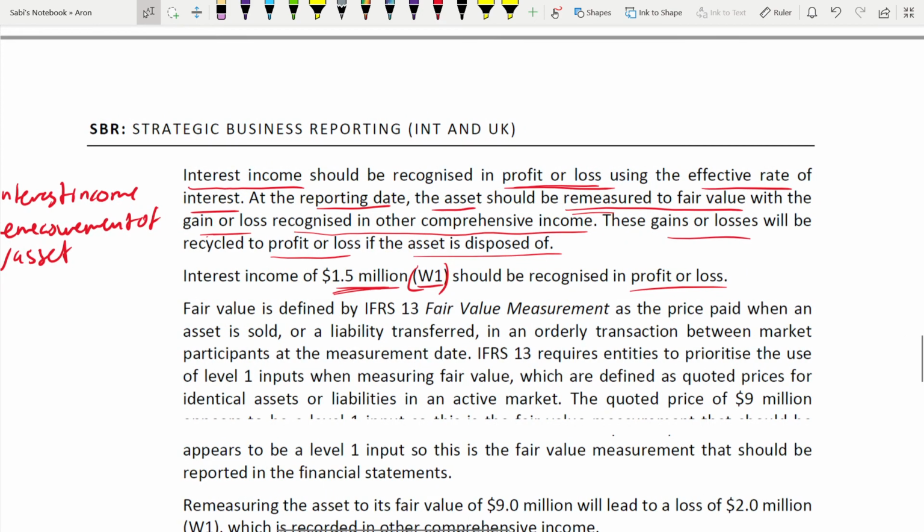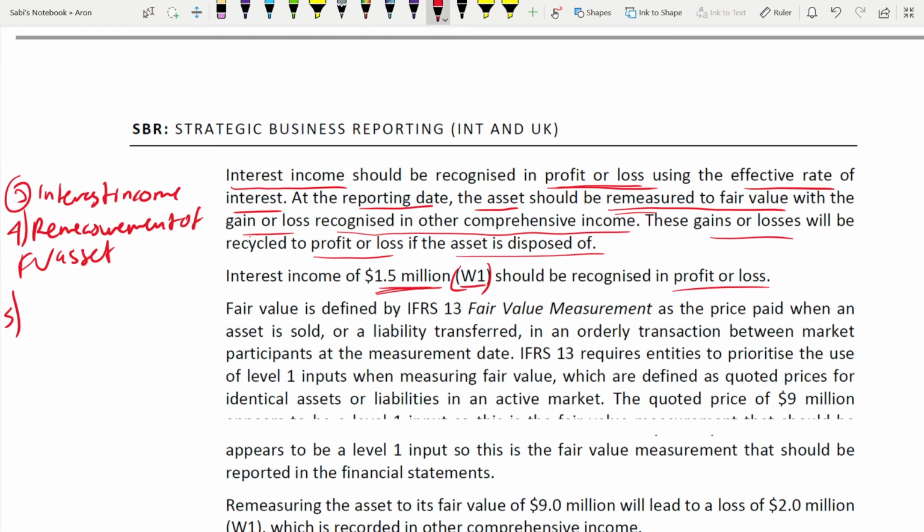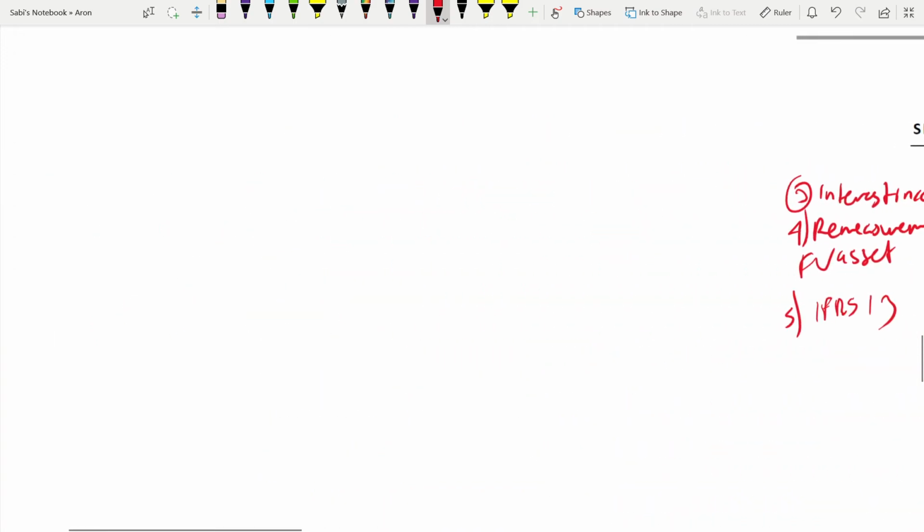Fifth, IFRS 13. Apply the knowledge of IFRS 13 fair value, because they have mentioned something. How do you know IFRS 13 you have to apply or not? Usually when fair value is given, you don't apply, but in this case you have to apply. Why? I will tell you why.